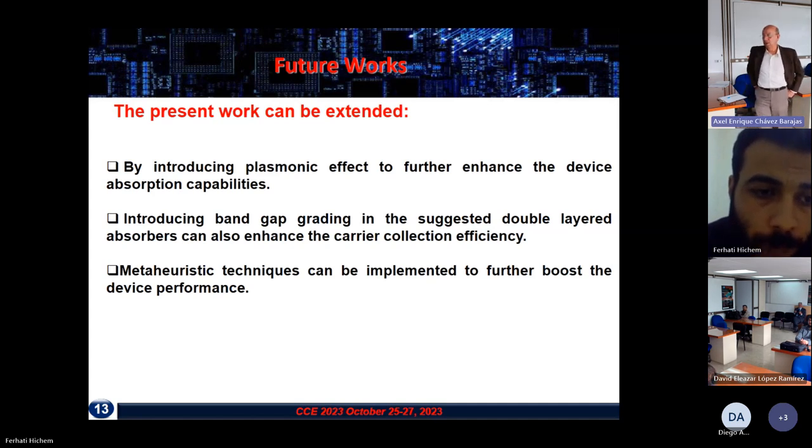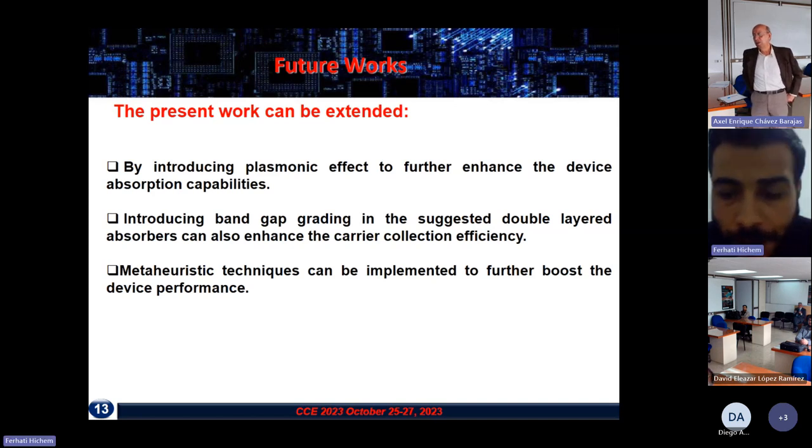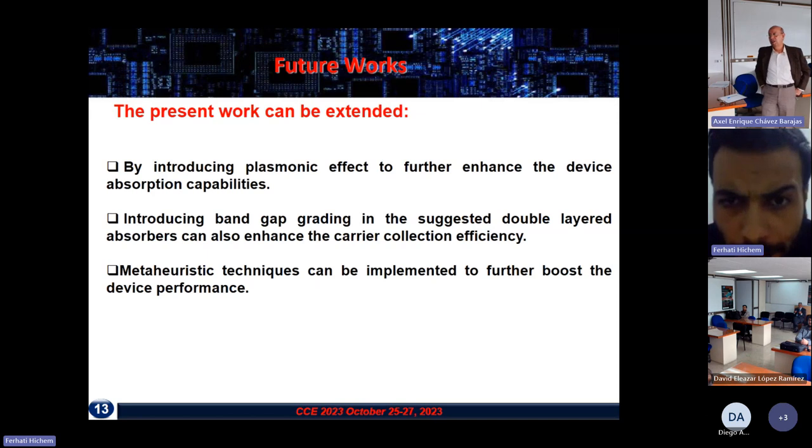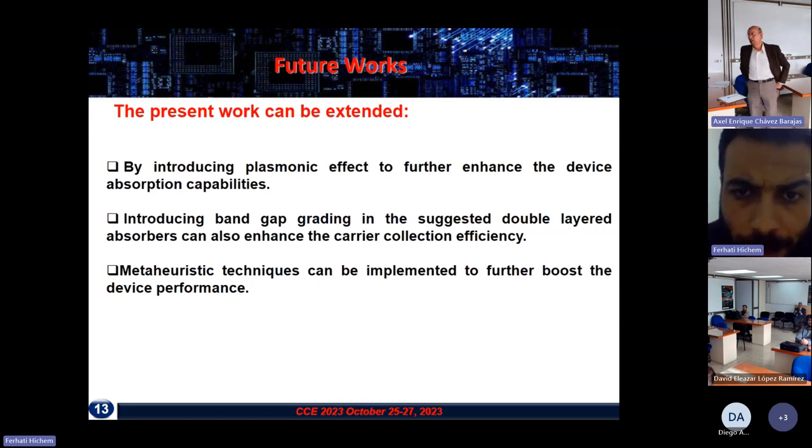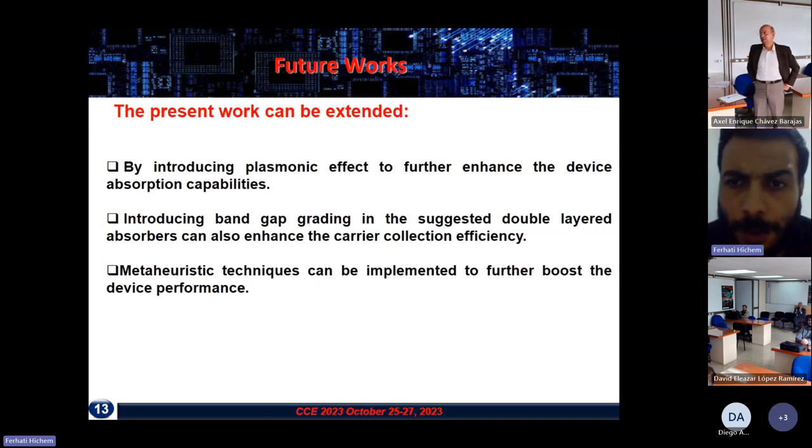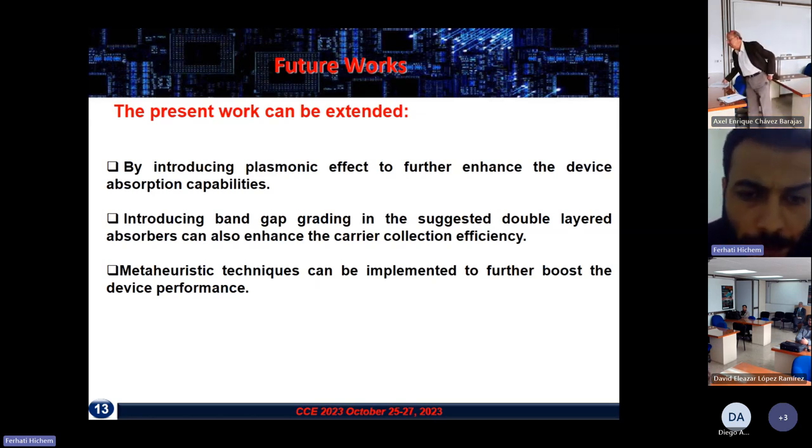Are there some references included in your report here? Yes, you can see my Scopus or my Google Scholar account. You can find several publications regarding the implementation of metaheuristic techniques for the improvement of several devices.